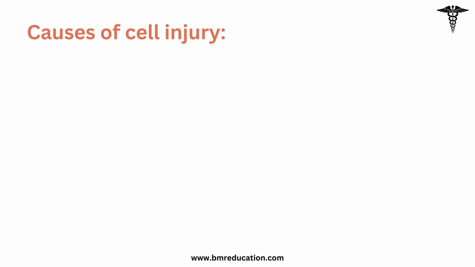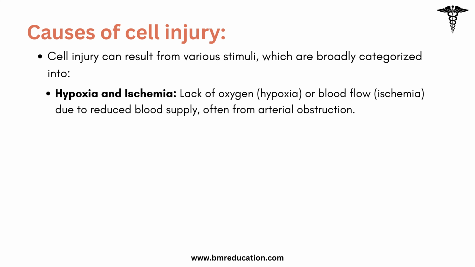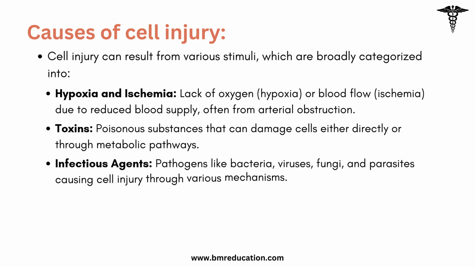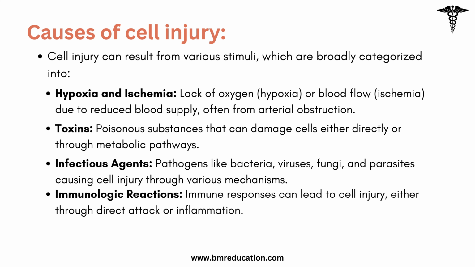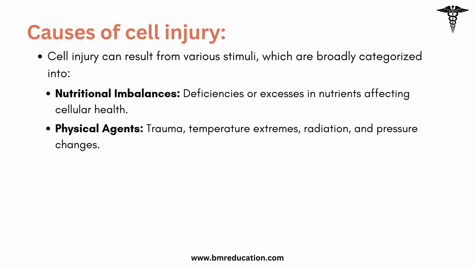Next, let's discuss the causes of cell injury. Cell injury can result from various stimuli, which are broadly categorized into hypoxia and ischemia due to reduced blood supply, toxins that can damage cells either directly or through metabolic pathways, infectious agents like bacteria, viruses, fungi, and parasites causing cell injury through various mechanisms. Immunologic reactions can lead to cell injury either through direct attack or inflammation, genetic abnormalities leading to cellular dysfunction, and nutritional imbalances and physical agents can also lead to cell injury.